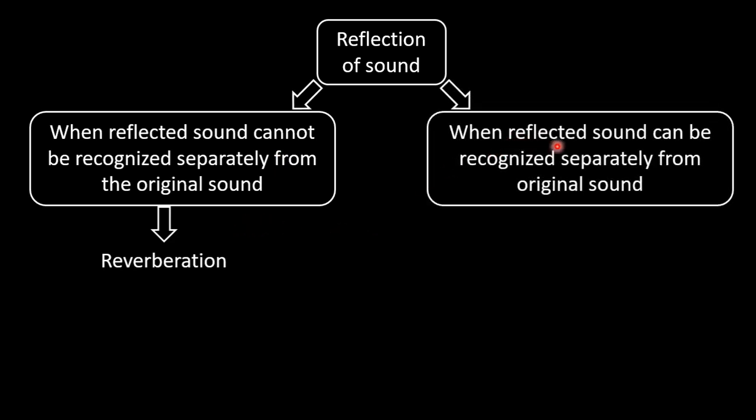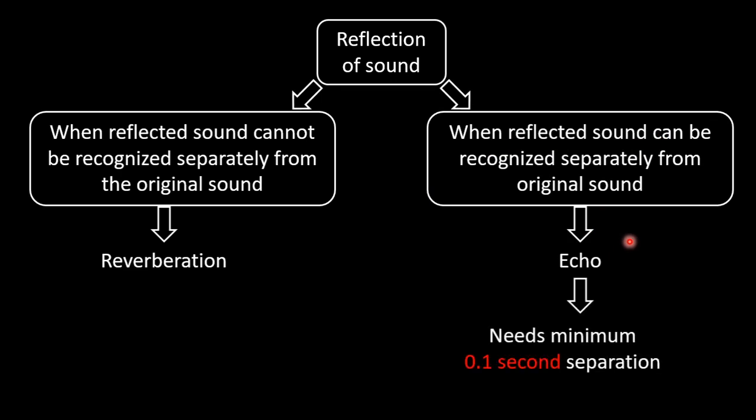And if the reflected sound can be recognized separately from the original sound by the human hearer, then this effect is called echo. To recognize the echo, humans need a minimum 0.1 second separation between the two sounds. So if there is a difference of 0.1 seconds between the time of production of sound and the time of capturing the echo sound, then humans can recognize the echo. This 0.1 second is called the persistence time of hearing in the human brain.